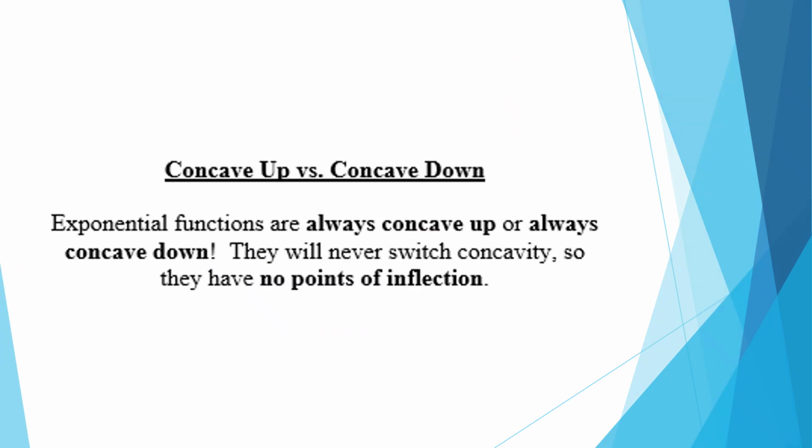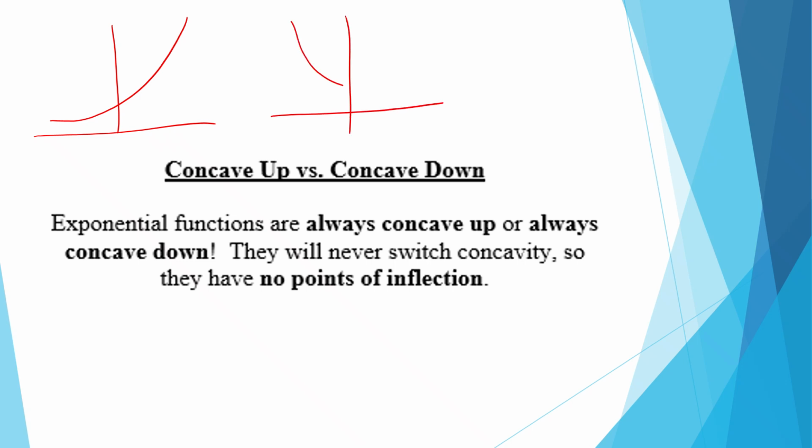Next, we have concave up versus concave down. They will only be concave up or only be concave down, depending on the function. So for example, exponential growth and exponential decay are an example of concave up functions. They both have an upwards U shape there. And because they don't switch concavity, they have no points of inflection, right? There's no peaks and valleys to find a point of inflection between. So no points of inflections will exist on exponential functions.